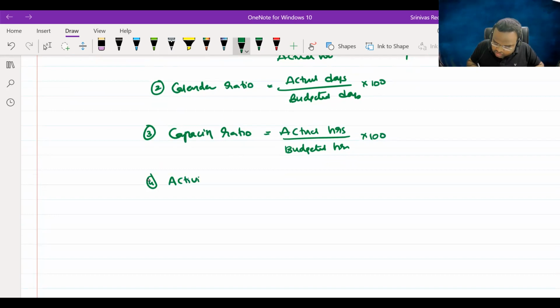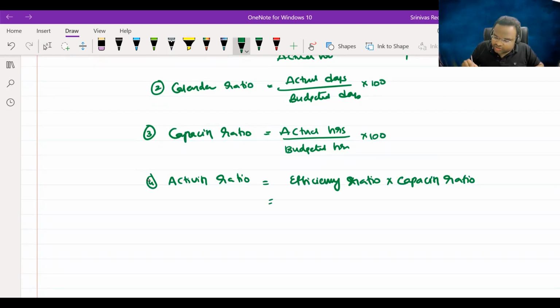Activity ratio is equal to efficiency ratio into capacity ratio. So activity is based on your efficiency and your capacity, right? Because calendar is straight away loss. So activity is because of efficiency and capacity.